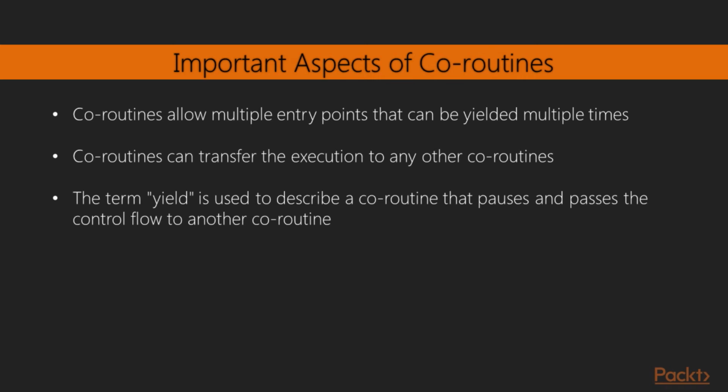The term yield is used to describe a coroutine that pauses and passes the control flow to another coroutine. Since coroutines can pass values along with the control flow to another coroutine, the phrase yielding a value is used to describe the yielding and passing of a value to the coroutine that receives the control. To define a coroutine with the Asyncio module, we simply use an annotation as shown here.